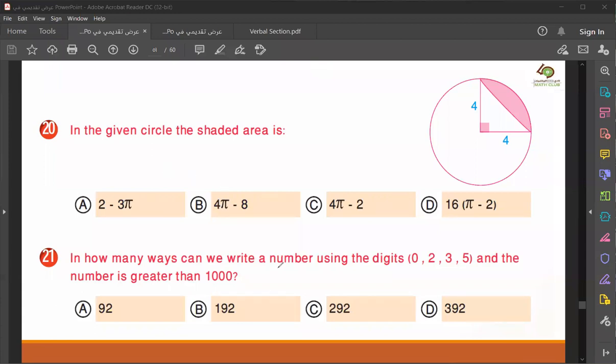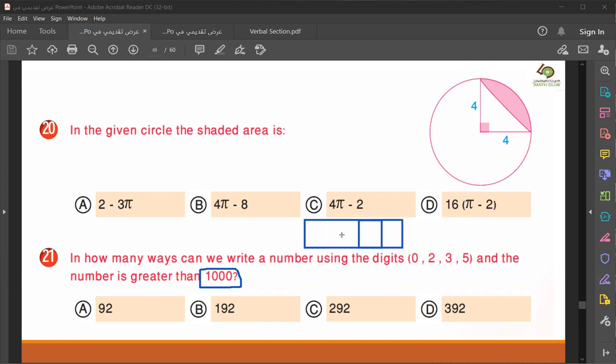Okay, now 21. In how many ways can we write a number using the digits 0, 2, 3, 5, and the number is greater than 1000? Pay attention, please. How do I solve this problem? How many ways can we write a number? I have here 4 digits. Look, 4 digits. When I want to write 4 digits from this number, look here.